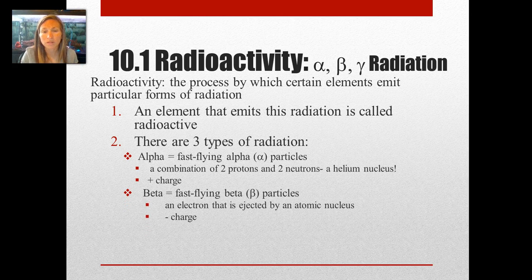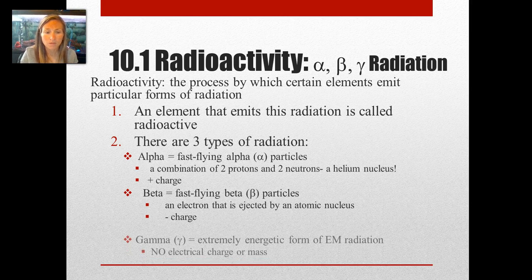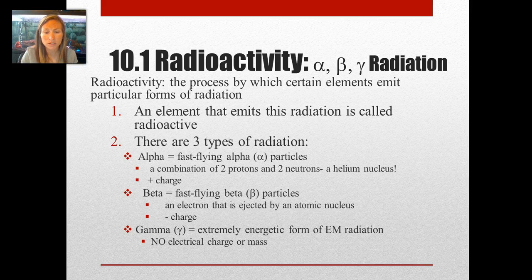Now, beta particles are fast flying as well, but they are actually an electron that is ejected from the atomic nucleus. So because they're an electron, they're going to have a negative charge. And then finally, we have gamma radiation. These are extremely energetic. They are actually a form of electromagnetic radiation, and they have no electrical charge or mass.